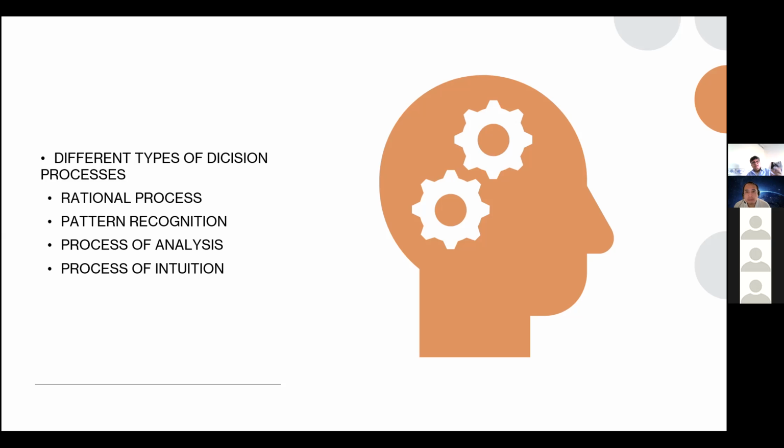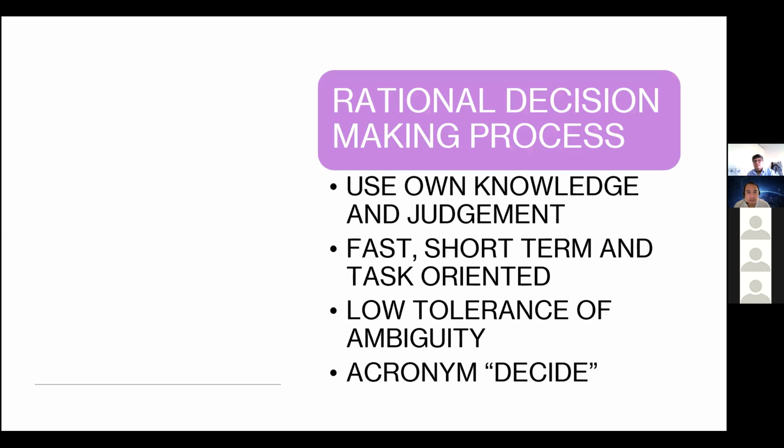Okay, so these are different types of decision-making process: rational, pattern recognition, process of analysis, and process of intuition. Now let's talk about it. I think we use mostly the upper two. That's what we most commonly use. Rational decision-making process has these characteristics: knowledge and judgment, fast, short term, how to talk, low tolerance of ambiguity, and decisive, something like that.